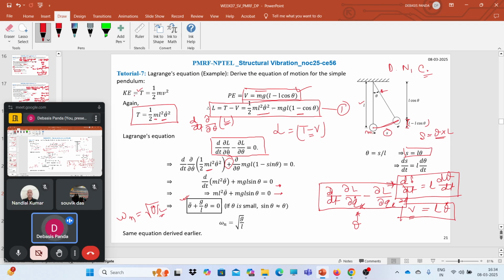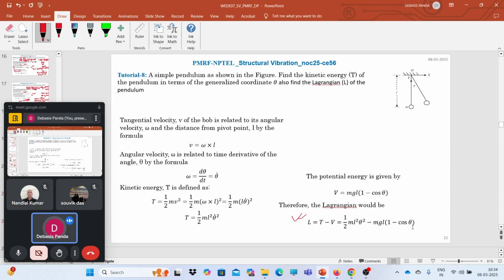Now what we need to do is formulate the T value. That means, what will be the kinetic energy? The kinetic energy will come as half m L square theta dot square, and then the potential energy. Now if you rewrite it here, you will get the Lagrangian. For this system also we will have the same Lagrangian.